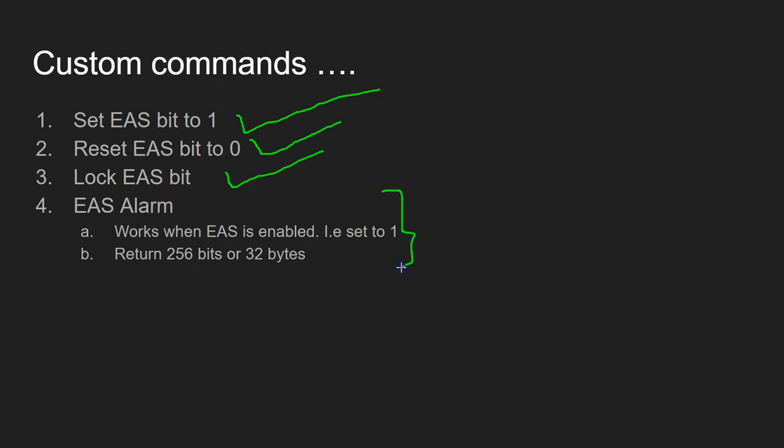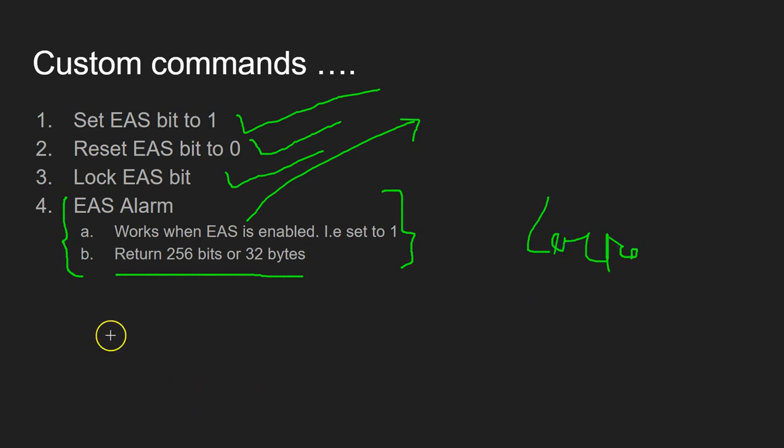I've not seen how the EAS thing works, but in theory, from the developer's point of view, there is a command called EAS Alarm. If the EAS is enabled, then this command is going to return you 32 bytes. Now keep in mind, EAS can be enabled or disabled. But when it is locked, you cannot change the status of enabled and disabled. So most often, it's very obvious that you set the EAS, then after that you lock it.